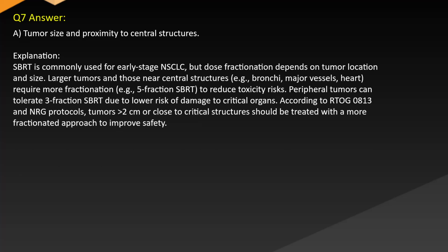Answer A. Tumor size and proximity to central structures. Explanation: SBRT is commonly used for early-stage SCLC, but dose fractionation depends on tumor location and size. Larger tumors and those near central structures, e.g. bronchi, major vessels, heart, require more fractionation, e.g. 5-fraction SBRT, to reduce toxicity risks. Peripheral tumors can tolerate 3-fraction SBRT due to low risk.